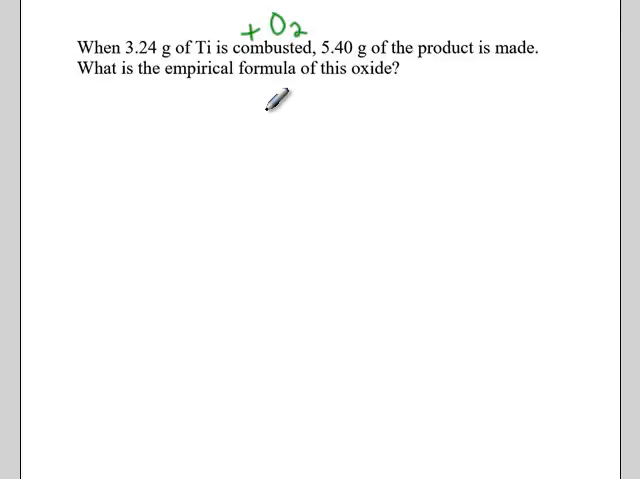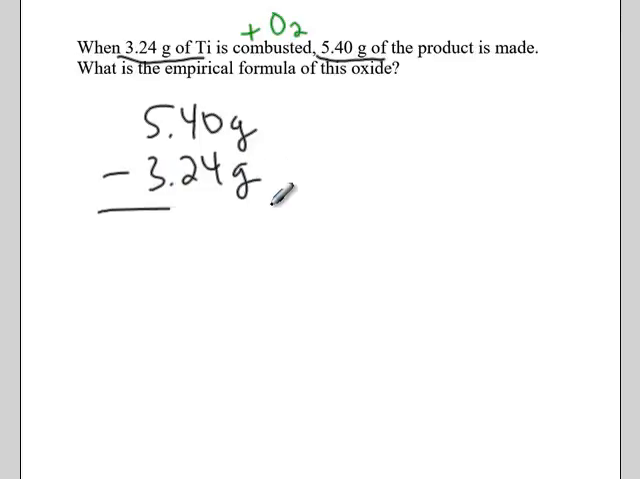We don't know the chemical formula of that oxide, but from this information we have enough detail that we can figure that out. So the key to this problem is conservation of mass. The total mass, all of this titanium, has to end up in the product. Well, if the product weighs 5.40 grams and the titanium weighs 3.24 grams, the rest of it has to be oxygen, which is 2.16 grams of oxygen.